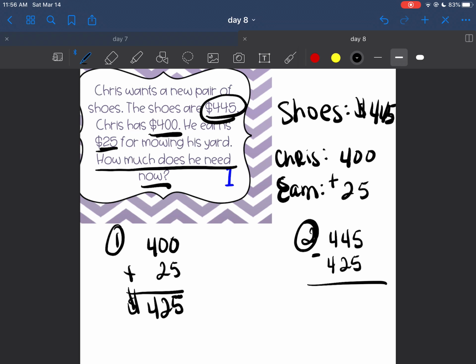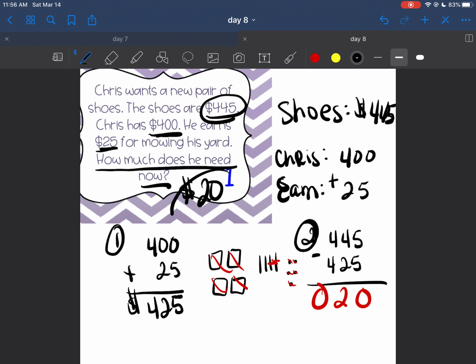I'm going to model my largest number, 4 hundreds, 4 tens, 5 ones. 5 minus 5: 1, 2, 3, 4, 5, 0. 4 minus 2, 2. 4 minus 4, 0. So how much more does Chris need? He still needs $20 more.